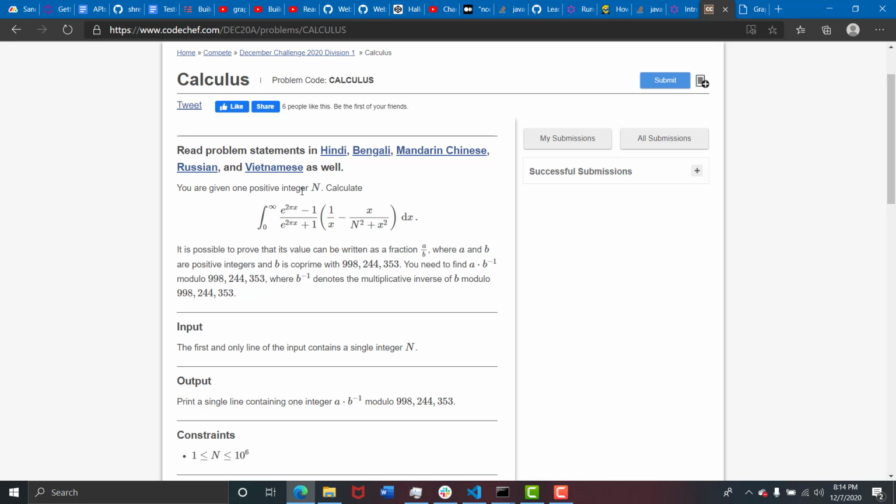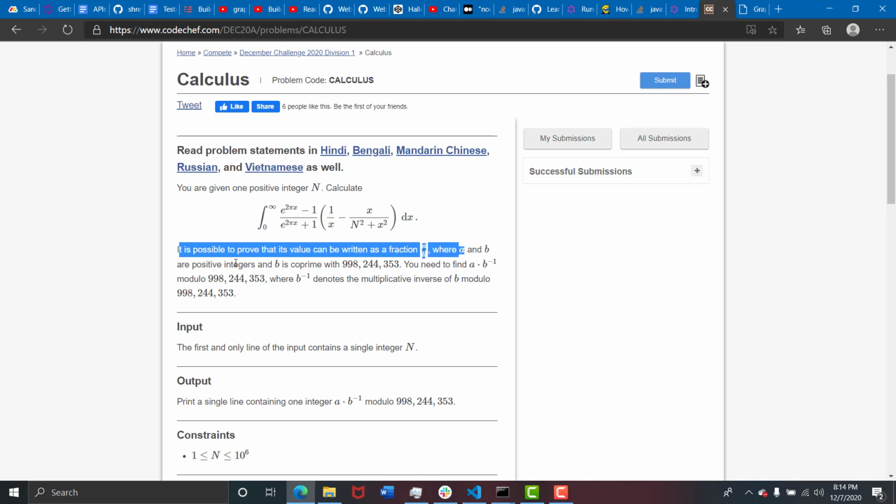So now let's move on to the explanation of this question. You are given one positive integer n and you need to calculate the integral from 0 to infinity of (1/x minus x/(n^2 + x^2)) times (e^(2πx) minus 1)/(e^(2πx) + 1) dx. It is possible to prove that its value can be written as a fraction a/b, where a and b are positive integers and b is co-prime with 998244353. So a and b are co-prime with this number and you need to find a times b inverse modulo this.